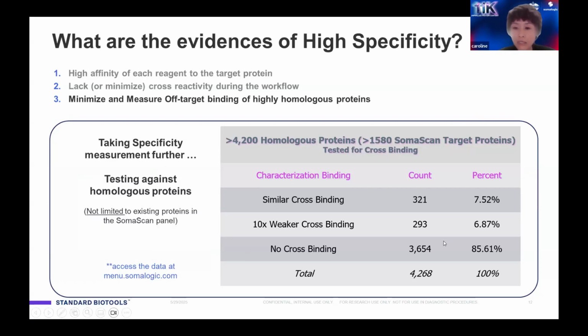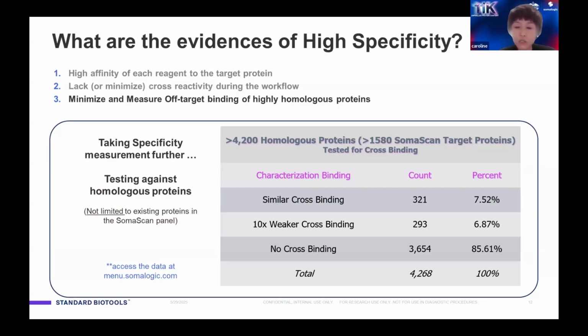As you can see, 85% of these tested SomaMer reagents do not show any cross-binding to their homologous protein. 6.8% of the SomaMer reagents do show cross-binding, but with 10 times weaker affinity compared to their protein targets. And then 7.5% show similar cross-binding to their homologous protein.